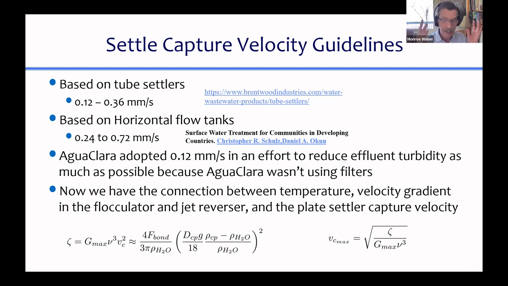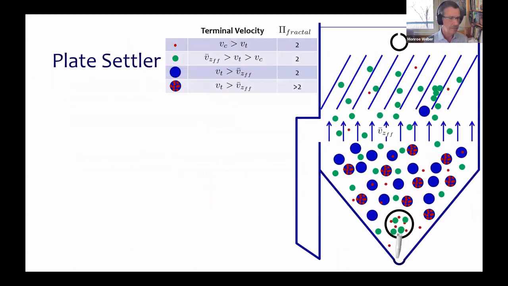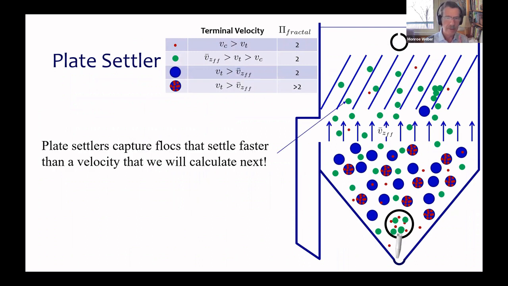And then just a reminder that now we have some messy equations that are actually pretty easy to use. If we know what zeta is, that gives us a connection between the required or maximum capture velocity and what the velocity gradient is inside our flocculator. In any case, we ended up using 0.12 millimeters per second for our design. And we're all about making sure that we have a plate settler that has a capture velocity that's small enough so that it reliably captures the flocs that we need to remove.